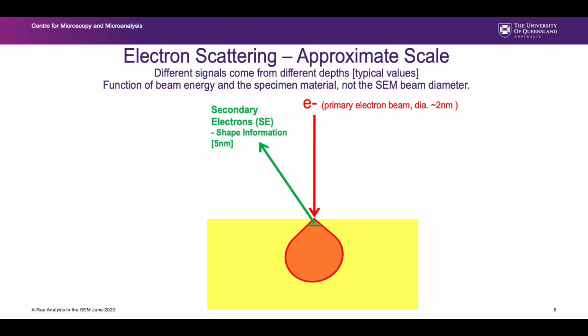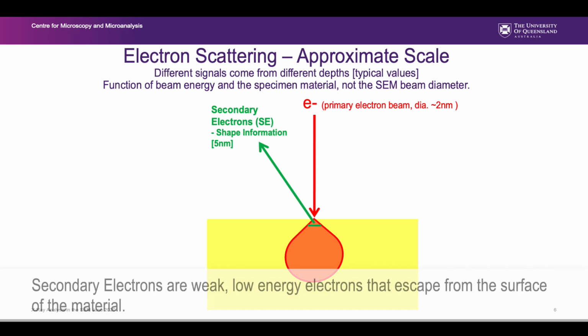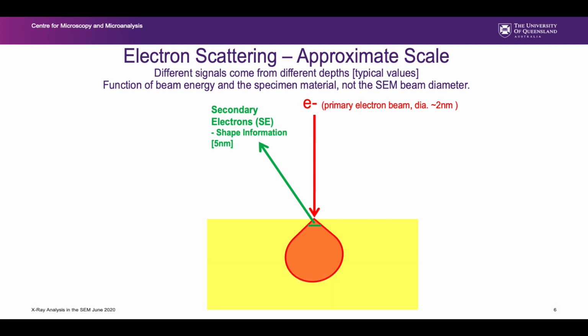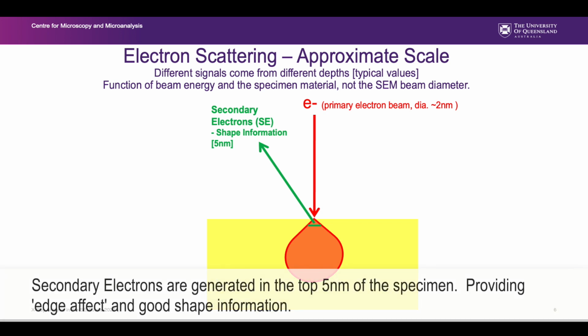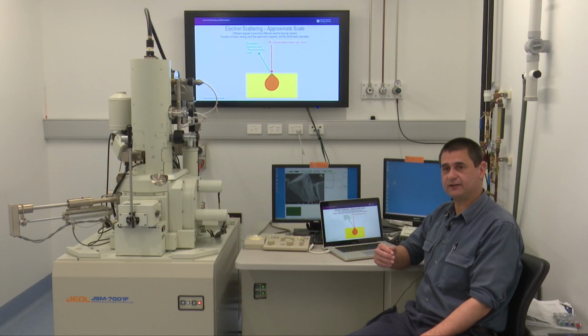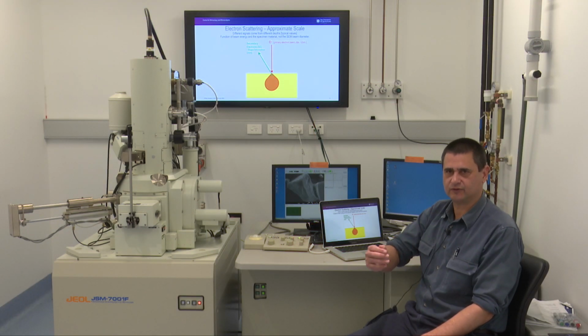The first signal we're going to talk about is the secondary electron signal. That's a surface signal. Secondary electrons are weak, low energy electrons, and they only escape from the surface of the material. These values are all rough because it depends on the exact material and exactly what you're doing, but typically you could assume that most of the secondary electrons would be generated in the top 5 nanometers of your specimen. They will produce edge effect or give us good shape information. So secondaries are very good for seeing the shape of your specimen.